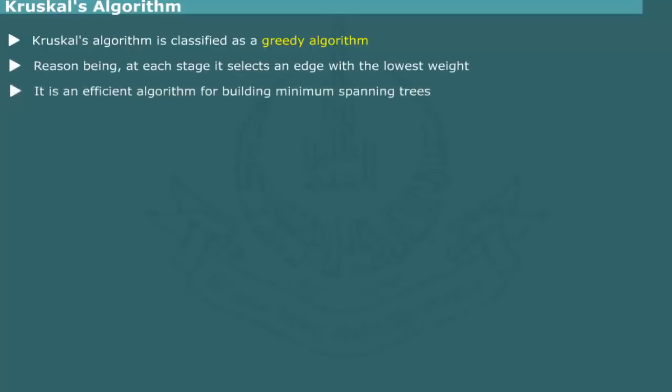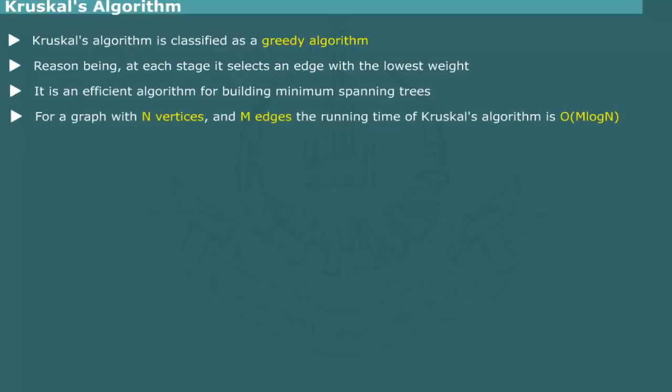Kruskal's algorithm is classified as a greedy algorithm because it immediately selects an edge with the lowest weight. It is an efficient algorithm for building minimum spanning trees. It can be shown that for a graph with n vertices and m edges, the running time of Kruskal's algorithm is O(m log n). Click the button to watch a visualization of Kruskal's algorithm and to print a tray.